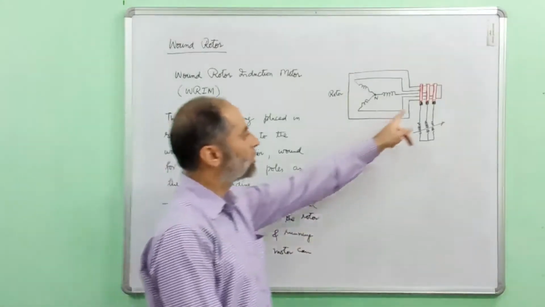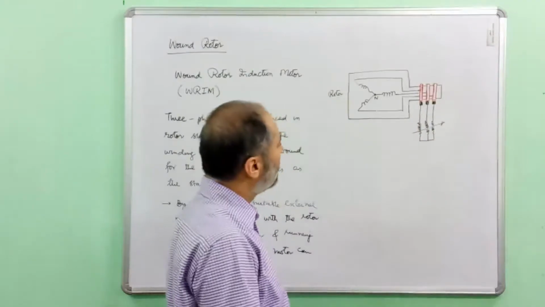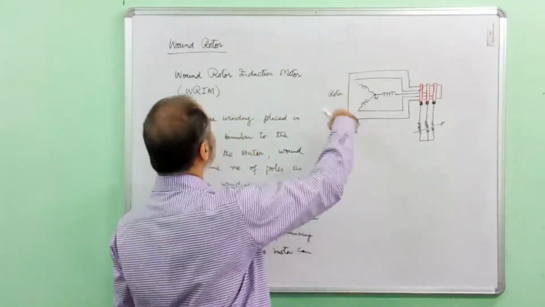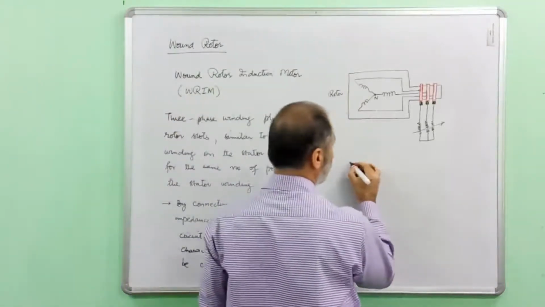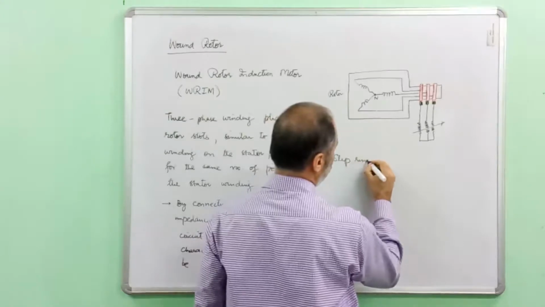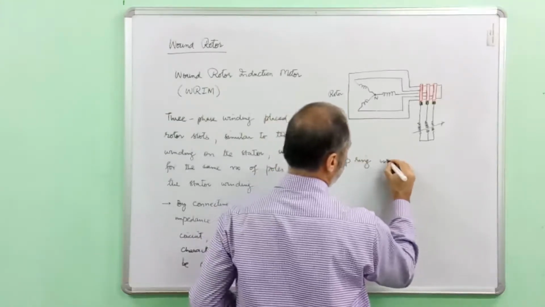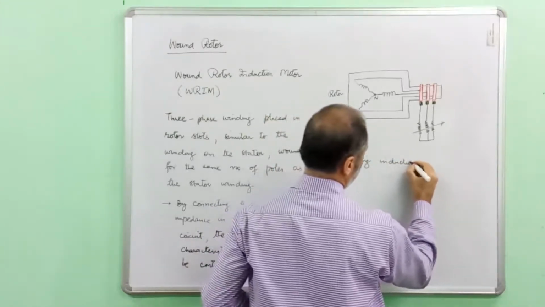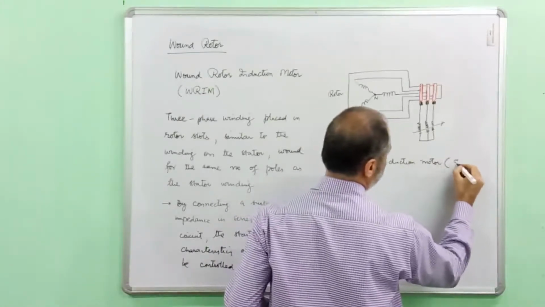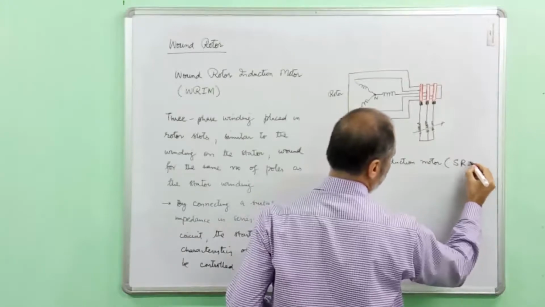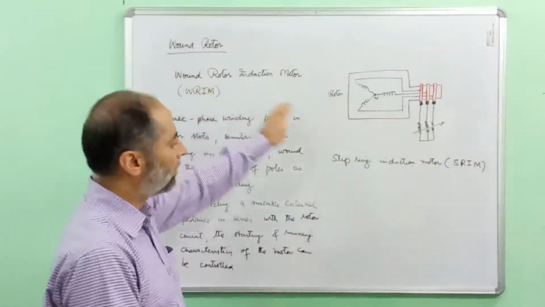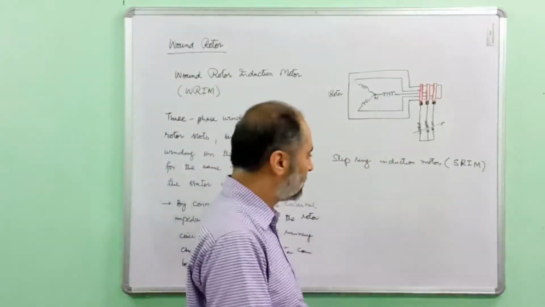Now, since we make use of slip rings in this motor, a motor which employs a wound rotor is also known as slip ring induction motor, abbreviated as SRIM. Therefore, this motor has two names: wound rotor induction motor or slip ring induction motor.